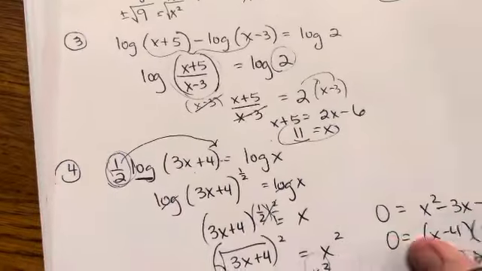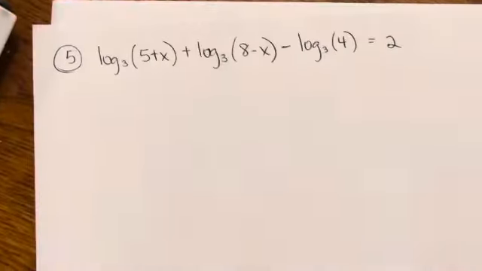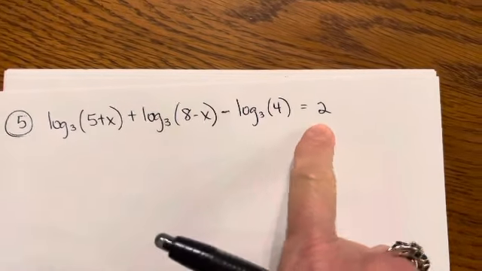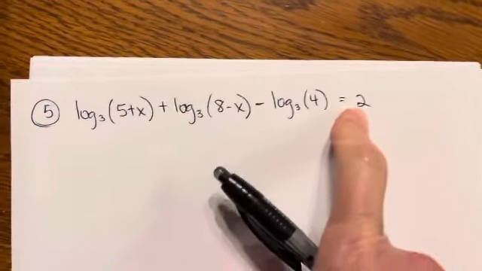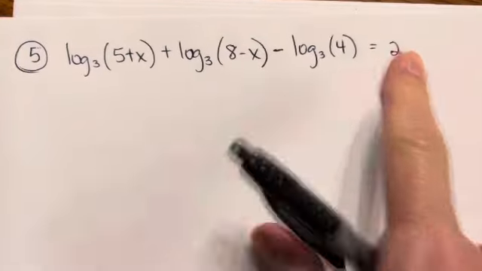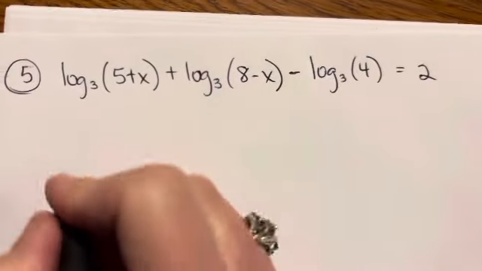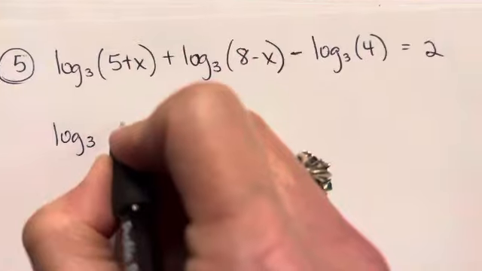Got to the end of my paper. Okay, now, let's get to these ones that are a little bit more interesting. Okay, we've got 3 logs set equal to some constant over here, not a 0. Okay, so I'm going to take the 3, and we're going to make him 1. I'm trying to clear that up just a little bit.